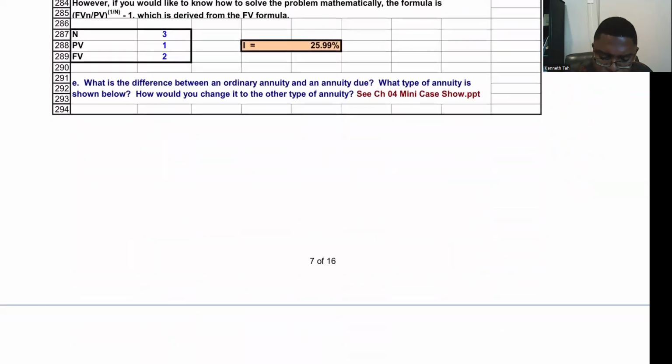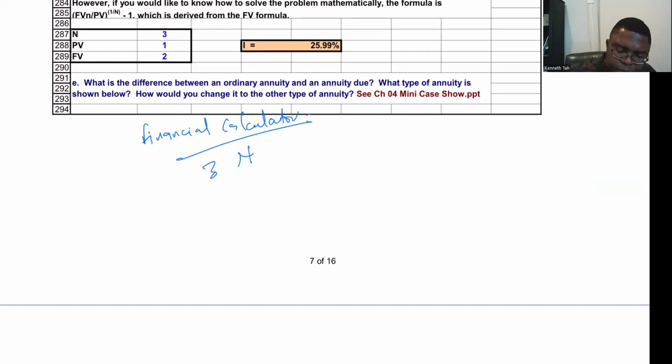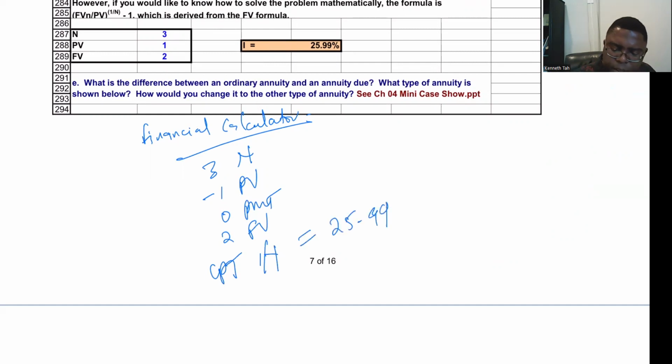And I can also use the financial calculator. So in that case, I will take 3 for n, -1 for present value, 0 for payment. I'll take 2 for future value. I want the calculator to compute interest. Interest with the financial calculator is I/Y, and it's going to give me 25.99.